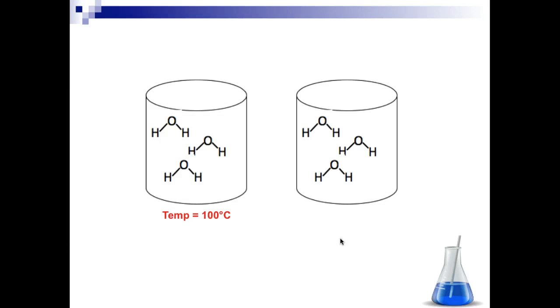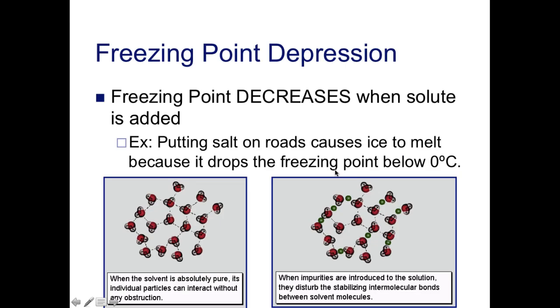So normal water boils at 100 degrees. When you add salt to water, you're going to change that boiling point because these ions are going to block the water from boiling and becoming a gas.